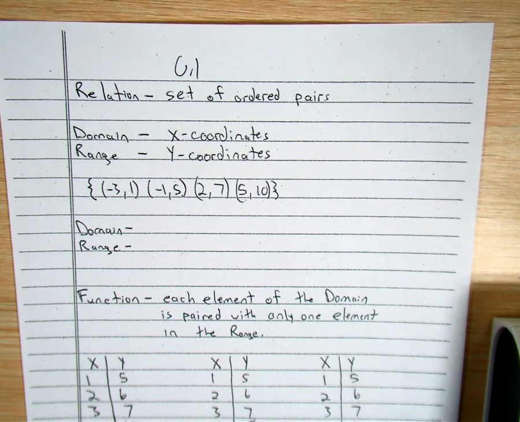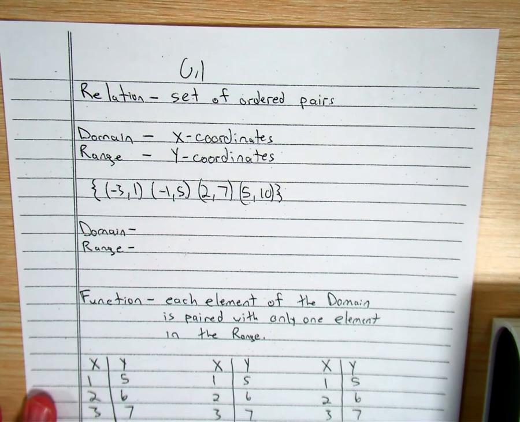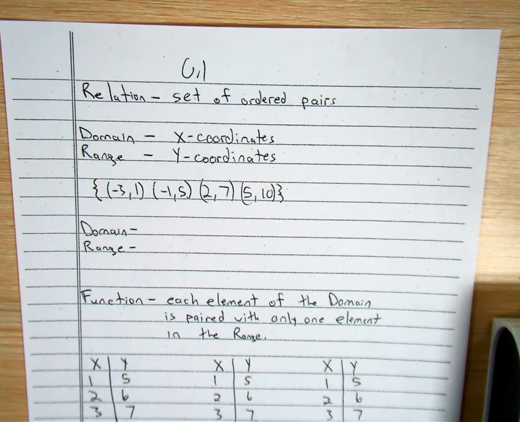Just a quick review on points and functions. Alright, so we start off with a relation. A relation is just a set of ordered pairs. Okay, it's a set of ordered pairs. And then we're going to talk a little bit about domain and range. Domain are all the values that we use for our x-coordinates, and the range are all the values that we're going to use in our y-coordinate spot.